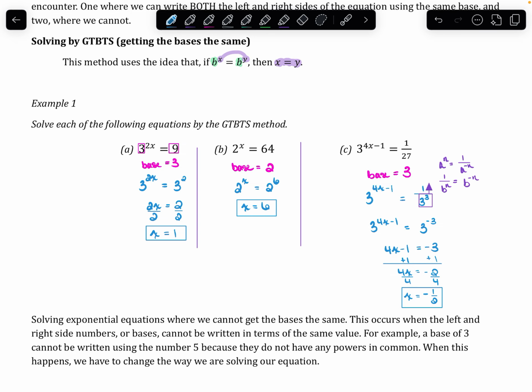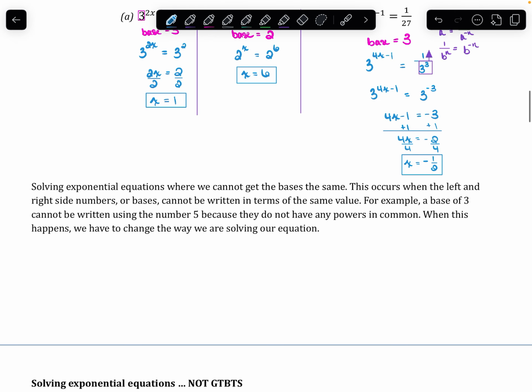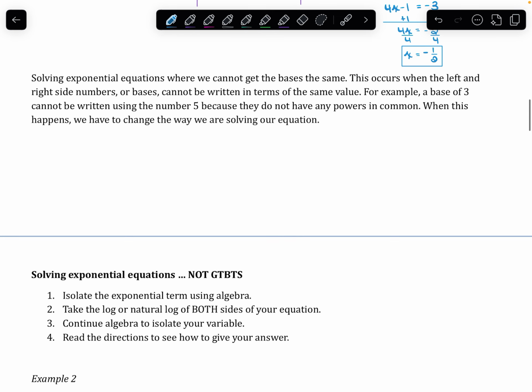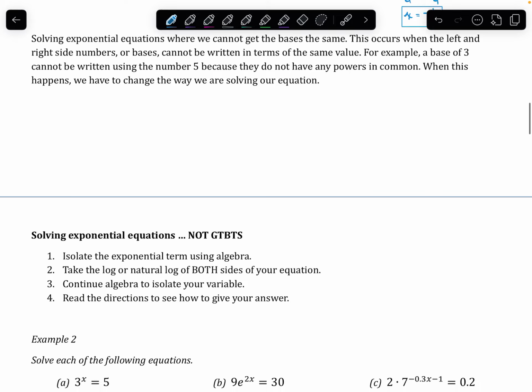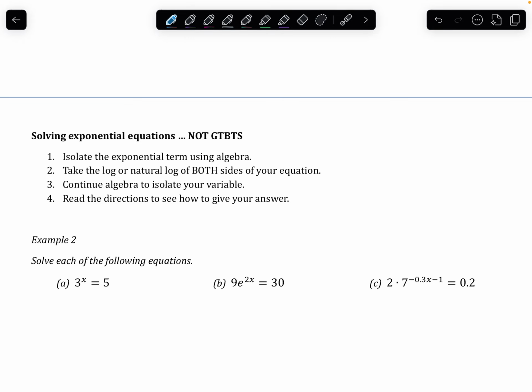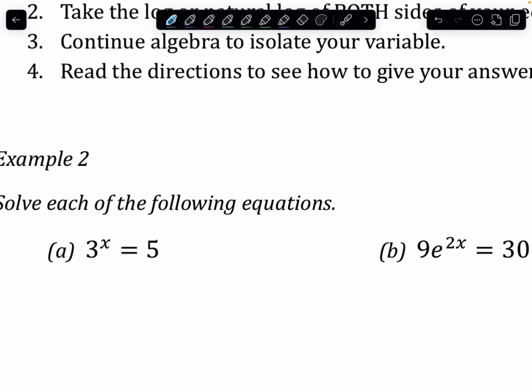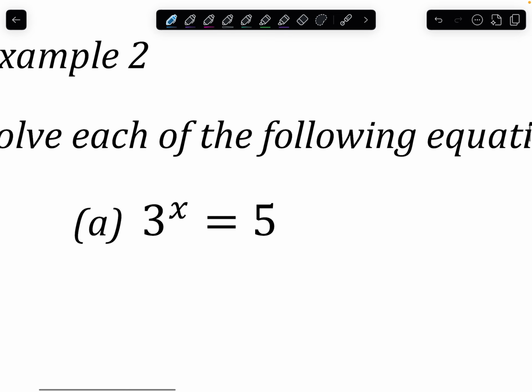All right, the second method we're going to go over is still exponential equations, but what if you cannot get the same base? That means you're dealing with a 5 and a 7 that have no base in common, a 2 and a 3, etc. So there are your steps if you need to reference them. We're going to go through these one at a time. You have to know which method to use and why.